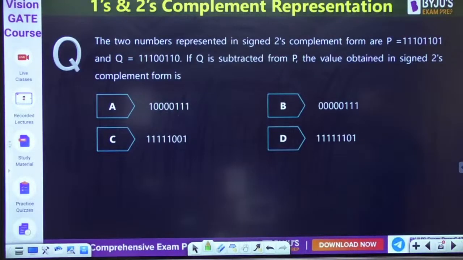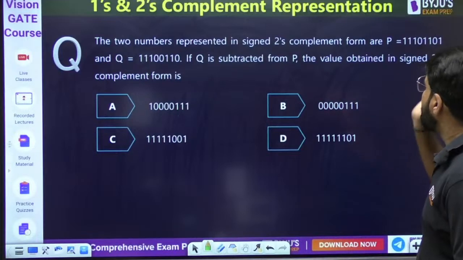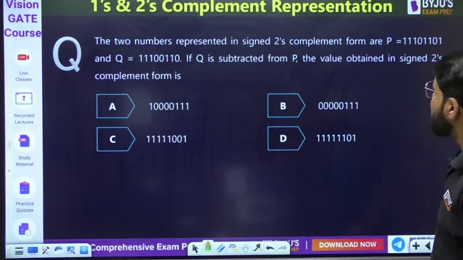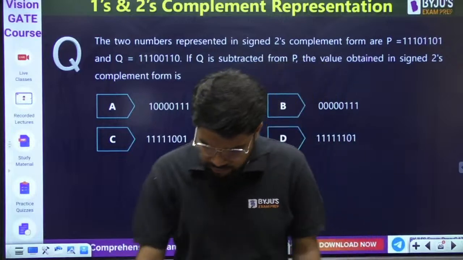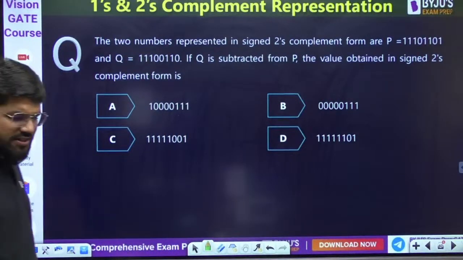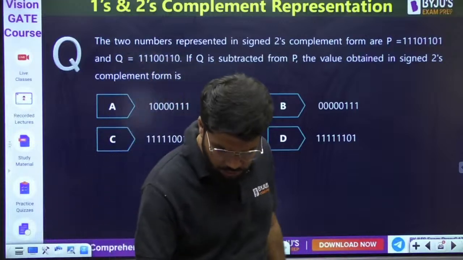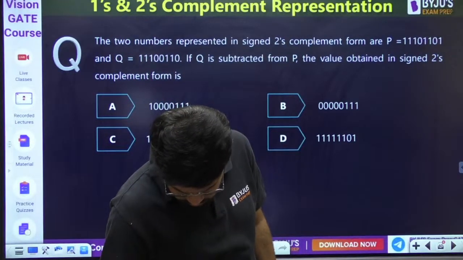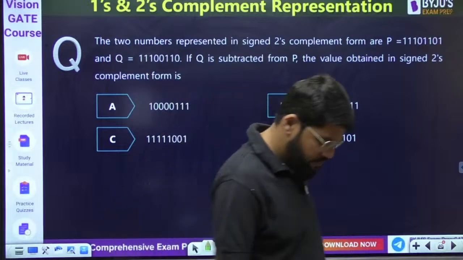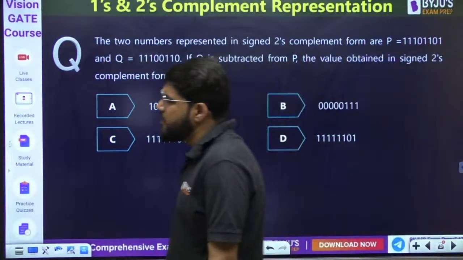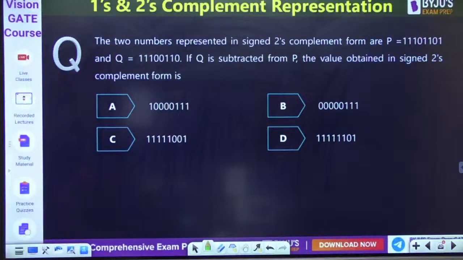Suppose the two numbers represented in signed 2's complement form are P and Q. If Q is subtracted from P, then what is the value obtained in the signed 2's complement form?